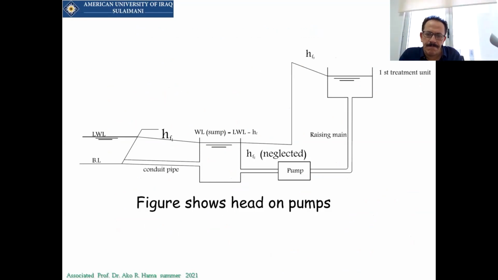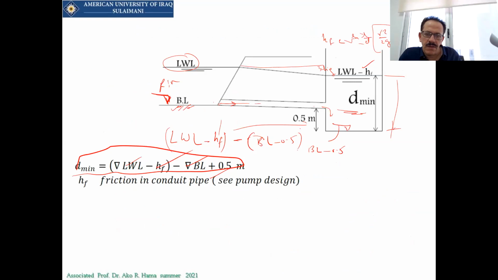Are those equations given in the exams and quizzes? Yeah. But you have to know how to apply them.